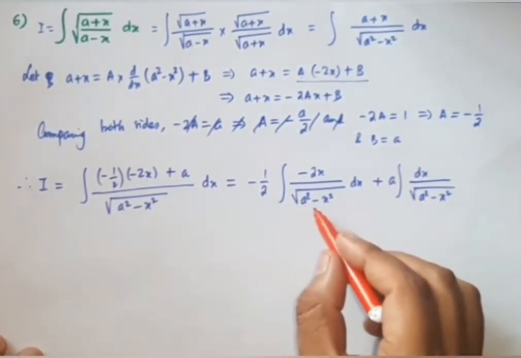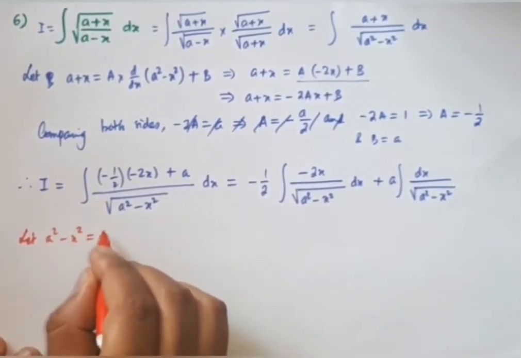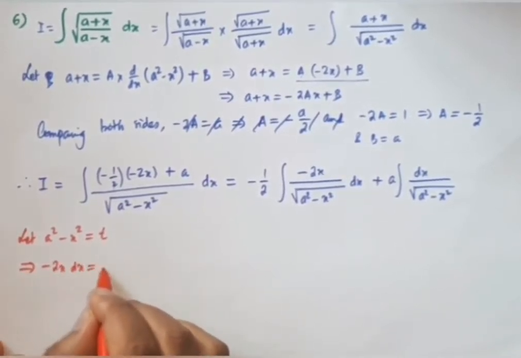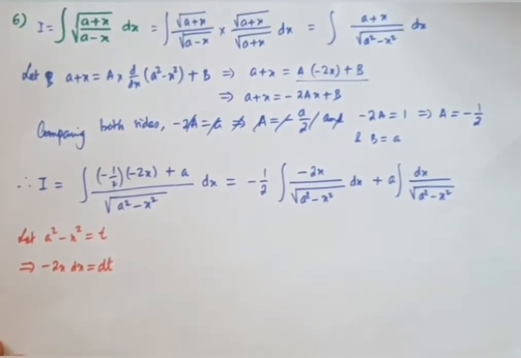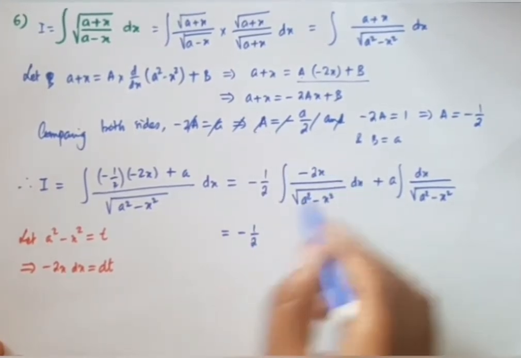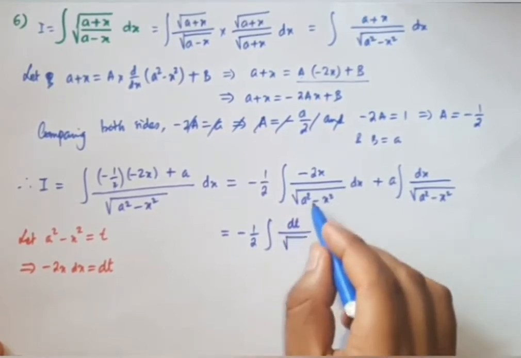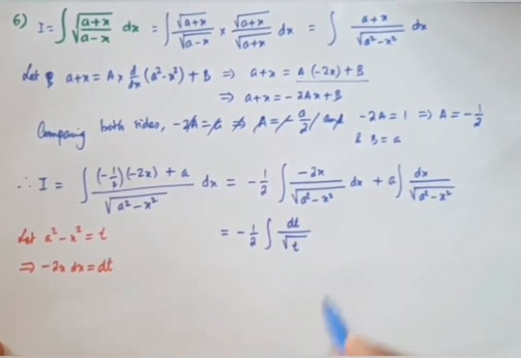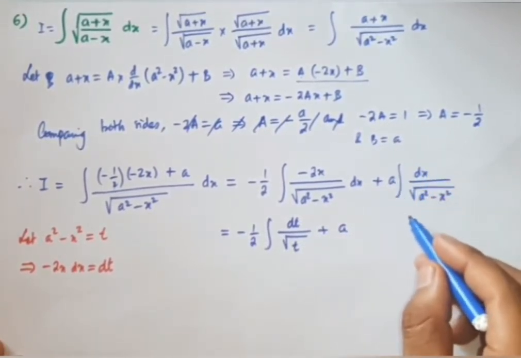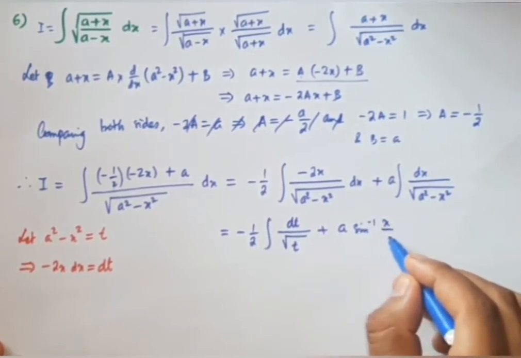For this, my substitution is going to be, let a square minus x square be equal to t. So from here you will get minus 2x dx will be equal to dt, right? So this can be rewritten as minus half, so minus 2x dx is how much? Dt. So the integral dt by square root of this whole thing, which is t, right? Plus a into, now what is the integral of this? So this will be equal to sine inverse x by a, right?